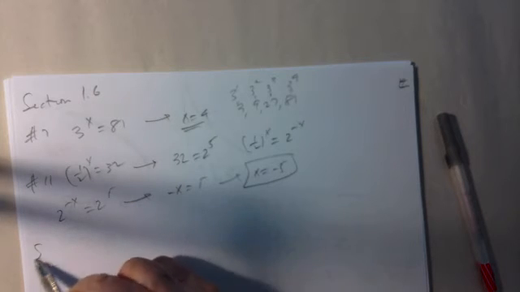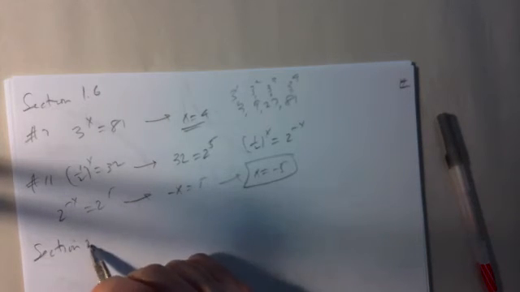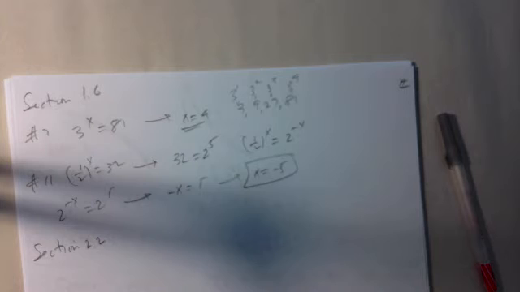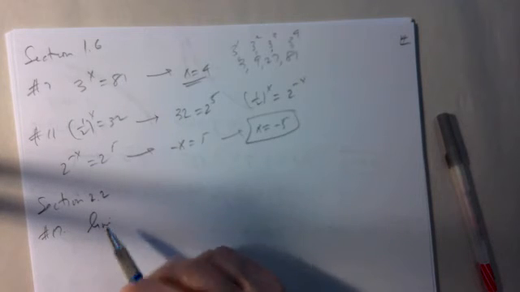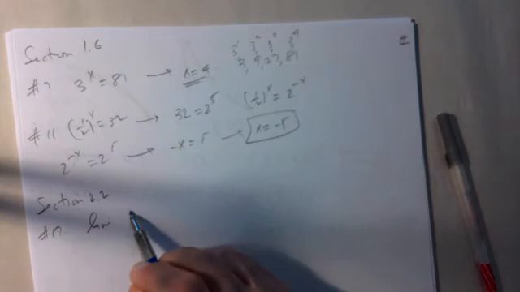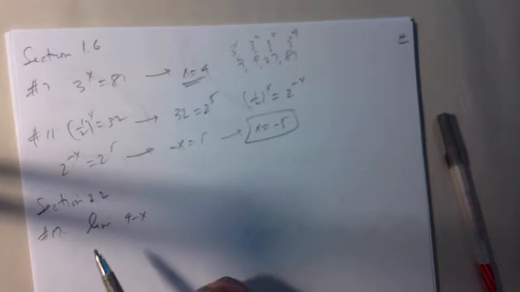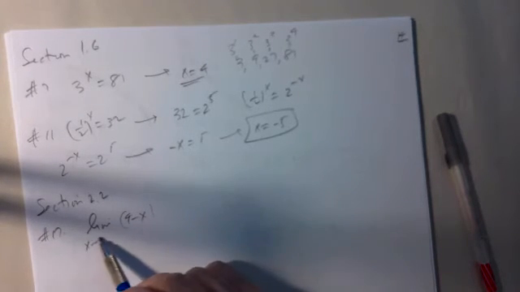So this is section 2.2, and there were a number of problems. Let's look at problem 17. In problem 17, we want to find the limit of 4 minus x as x approaches 3.